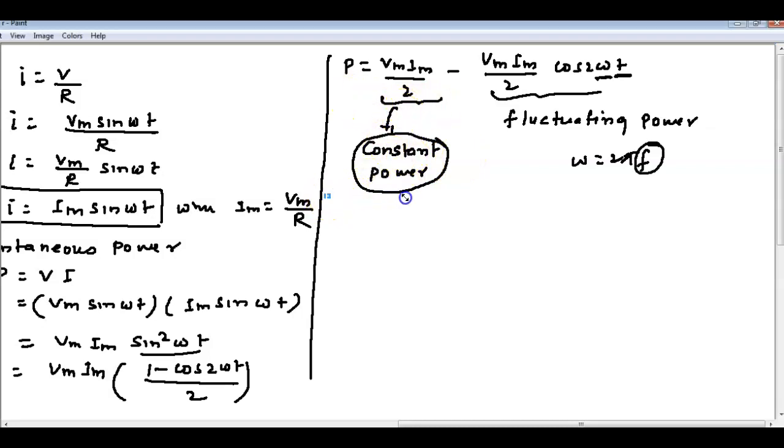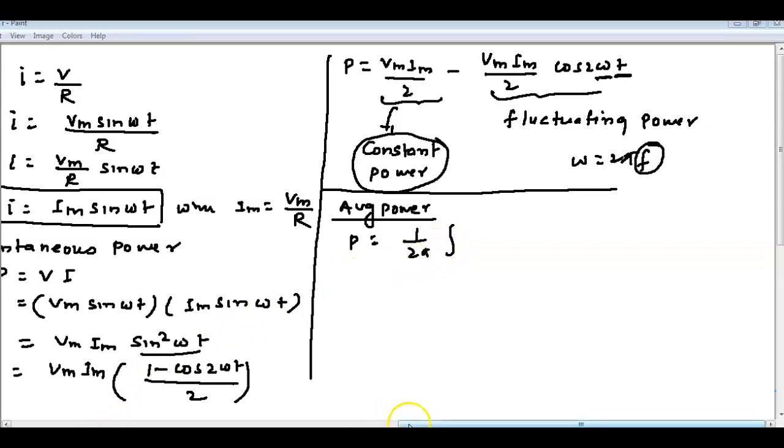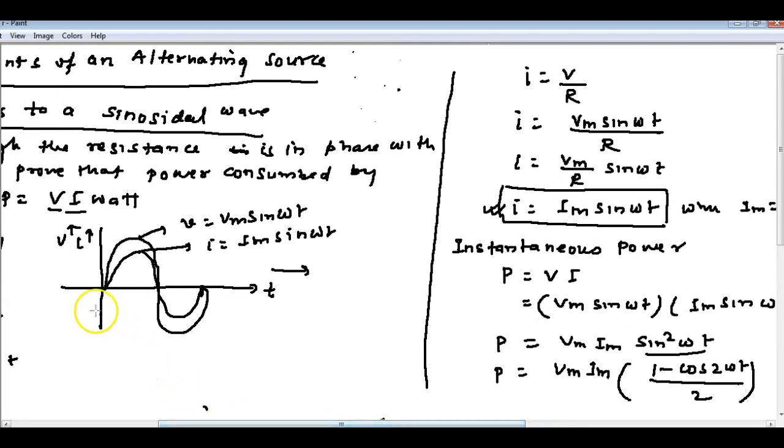Now let's complete it for the average power also. This is also important if you want to get full marks. So we know the average power P is equal to 1 by 2 pi integration. You are finding the power from where to where? 0 to 2 pi, right? You have to integrate from 0 to 2 pi.